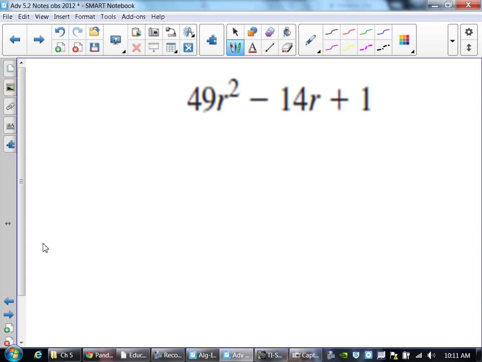Going along the same lines: 49r squared minus 14r plus 1. Notice that it's going to have to be two negatives because it goes negative, positive. Is that first term a perfect square? Is 1 a perfect square? No, it's not. What's the square root of 49? 7. So it's (7r minus 1) squared. If you go long form, it still works. Let me give you guys a few of these to go.